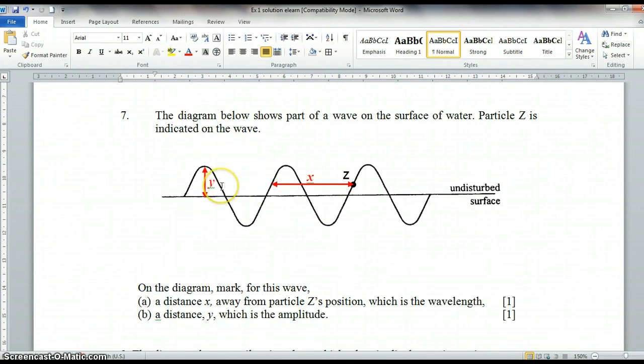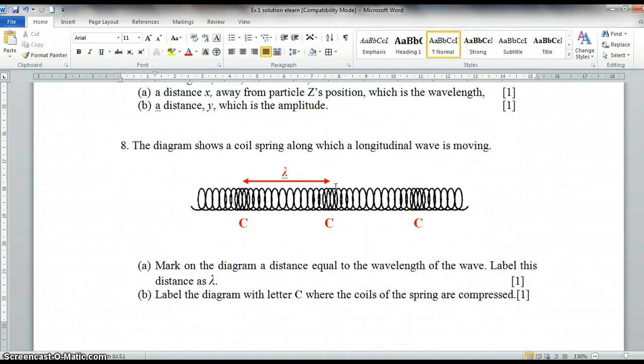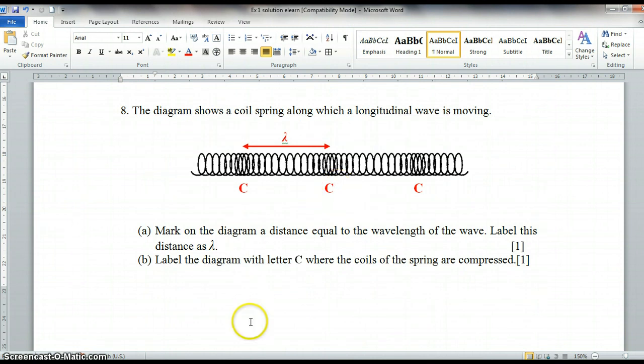Okay, 7, I think this is self-explanatory. For the amplitude and wavelength, let's move on. I think this is self-explanatory as well. And we are done. There are three regions of compressions, and the distance between each compression will give us the wavelength lambda. Done.